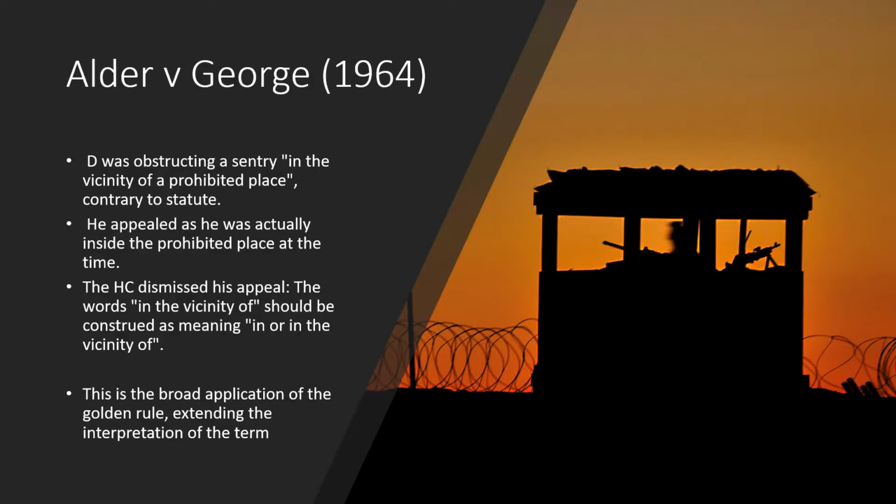In the case of Adler v George, the defendant was obstructing a sentry, which is a lookout, in the vicinity of a prohibited place contrary to statute. Now he appealed as he was actually inside the prohibited place at the time, and the High Court dismissed his appeal. The High Court argued that in the vicinity of should be construed as also meaning in or in the vicinity of. Clearly, if it was an offence to be near the place, it is an offence to be in the place also. And again, this is a broad application of the golden rule.